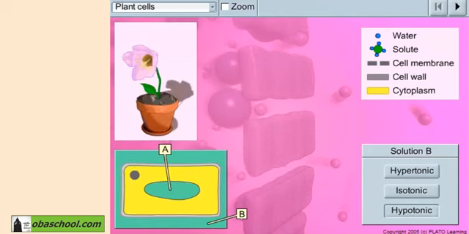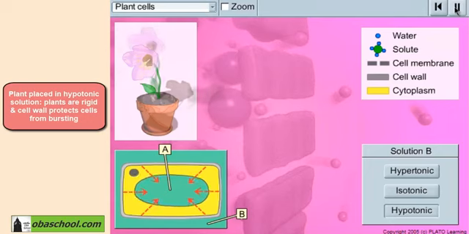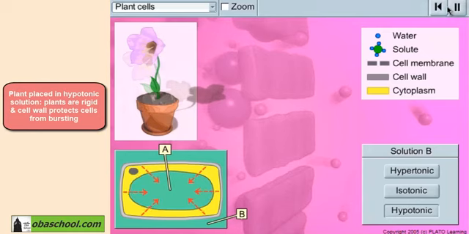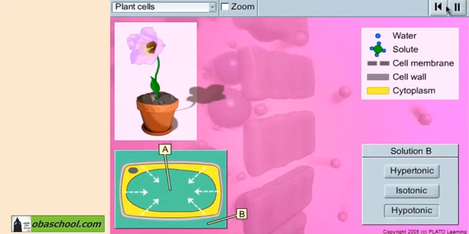Now, if we place the plant in a hypotonic solution, water will enter the plant and the vacuole will expand in volume, and this will push on the cell wall. However, the cell wall protects the plant cell from bursting by pushing back. And so the plant cells will swell, but they won't burst because the cell wall protects them from bursting. So this is osmosis in animal cells as well as plant cells.